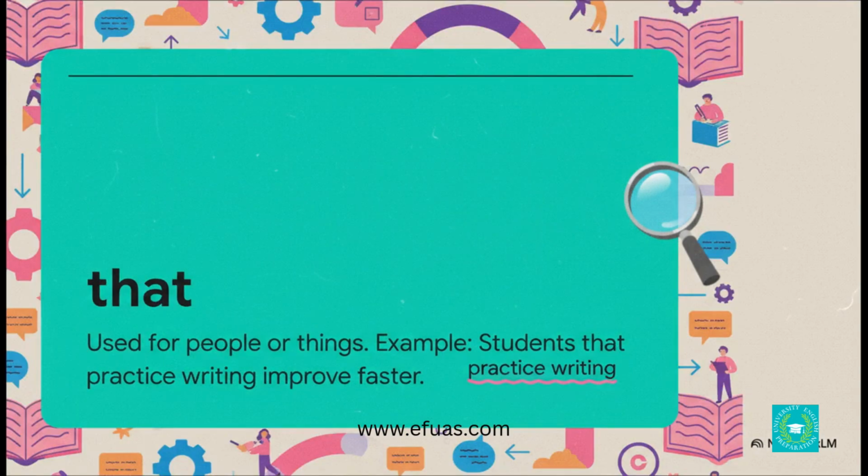Okay, now we have that, and this one's a bit more flexible. It's great because you can use it for both people and things. In this example, that practice writing identifies a very specific group of students. It's a really common and useful connector.